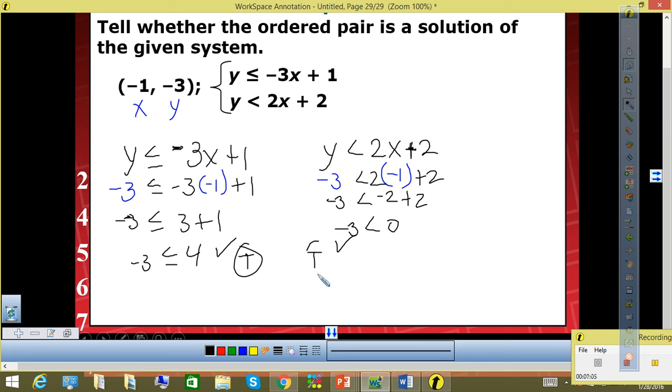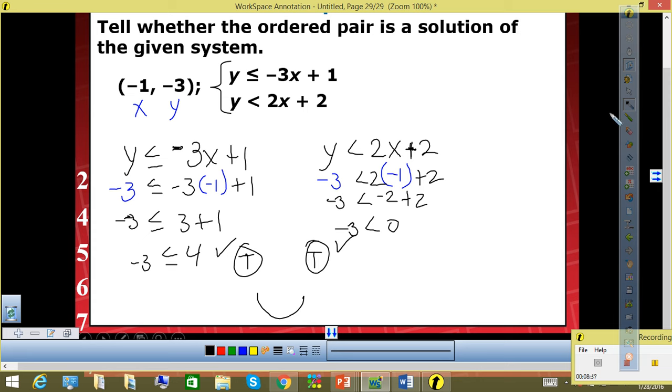Yes, it's true. So once again, to refresh in our memory, in order for it to be a solution to the system, it has to be true for what? For both. That is true. So make sure you remember that so that when we get into the graphing part, it makes sense what we're going to be looking at.